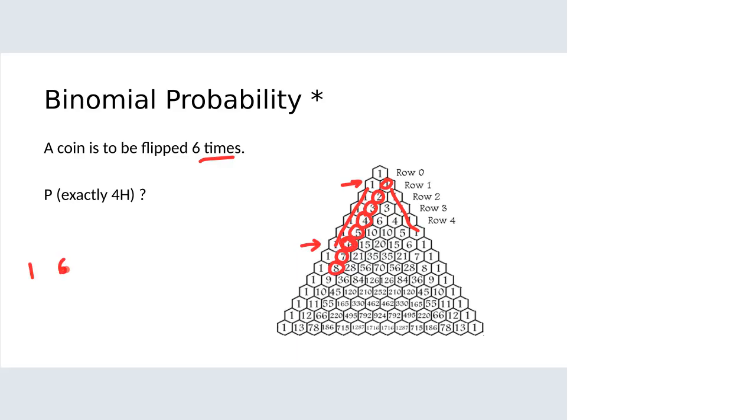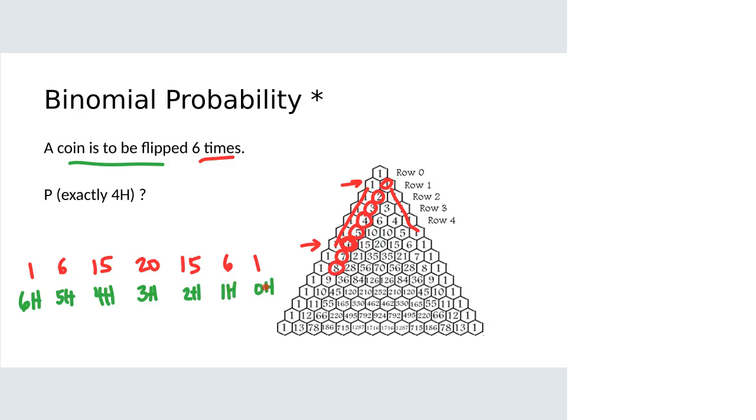And so it's 1, 6, 15, 20, 15, 6, 1. Now we'll need to go through and label these. And here we're talking about heads and tails. We're talking about coin flips. So I'm flipping it 6 times. So 6 heads, 5 heads, 4 heads, 3 heads, 2 heads, 1 heads, and 0 heads.